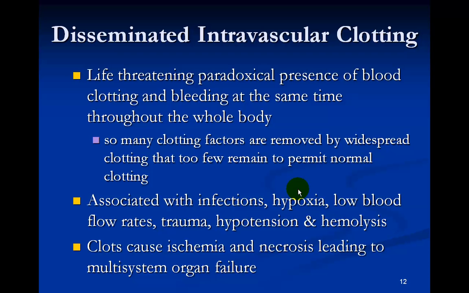These are life-threatening diseases, and it's caused by a lot of clotting factors that are removed from the blood because there's so much clotting going on in the blood on a consistent basis. It's also associated with infections and hypoxia and low blood flow rates and trauma, hypotension, and hemolysis. And the clots cause ischemia and necrosis, which leads to death of cells and multi-system organ failure.